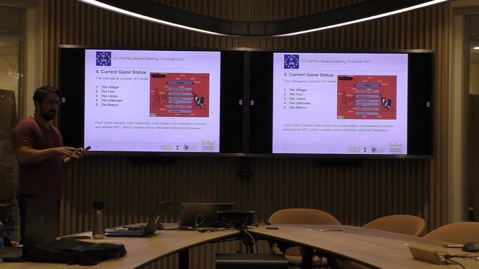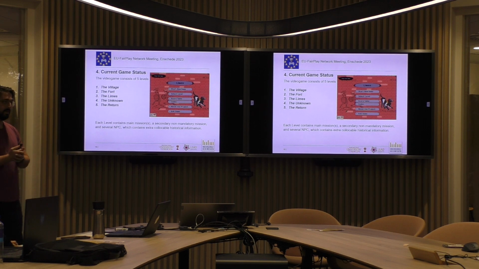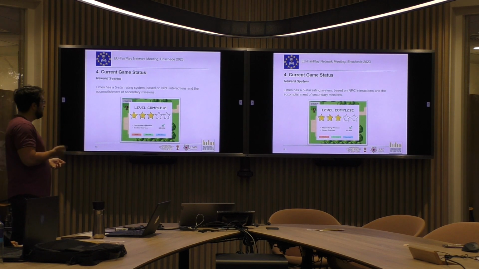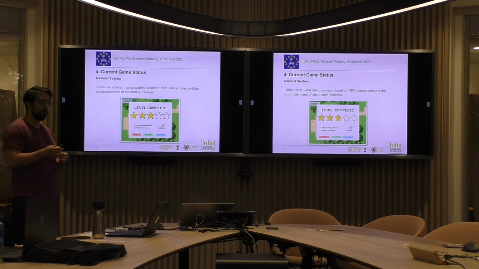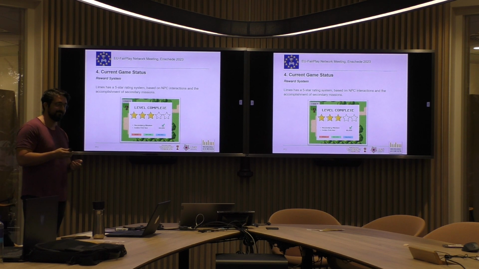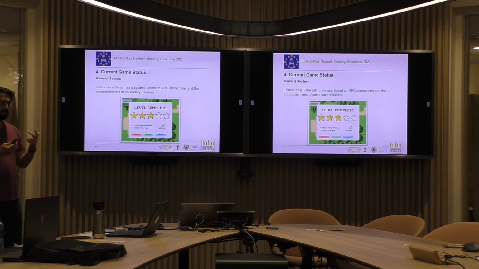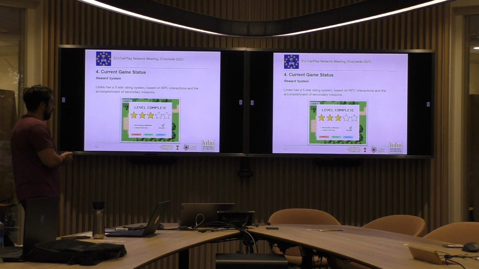If the player explores the environment, he can experience more things. And this is connected also with the rating system of the game. The player will get rewarded if he completes the secondary missions and talks with the NPCs. The more he does in the level, the bigger his reward will be.